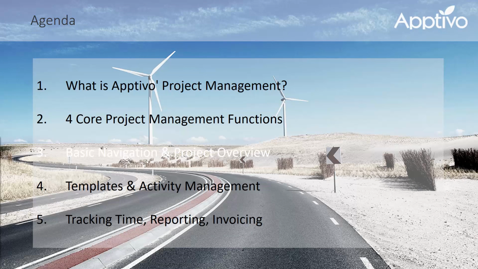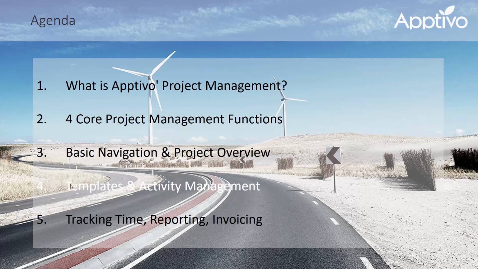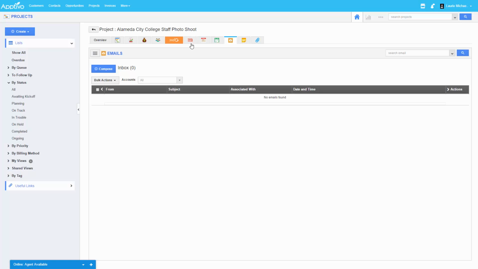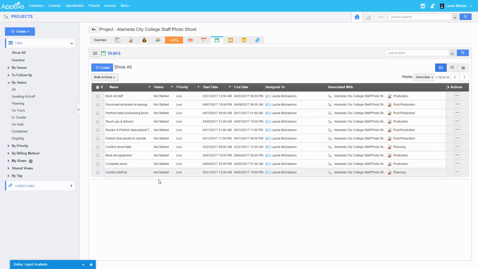And that's really the next area of functionality that we want to talk about, which is templates and activity management. Many project users, not everybody, but many people, are using project management primarily to track their tasks and get all their activities organized together. So when it comes down to Apptivo project management and our activities, we've already started to see there's a tab for tasks and there's a list of tasks.